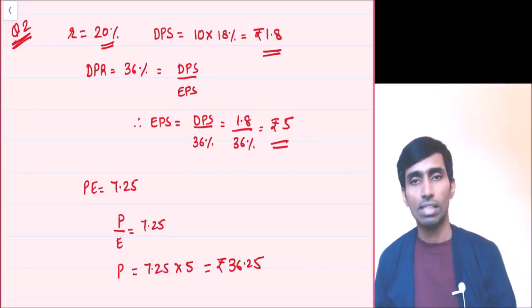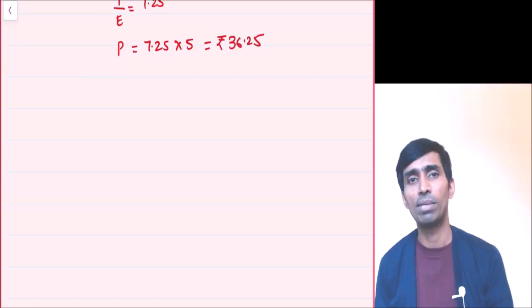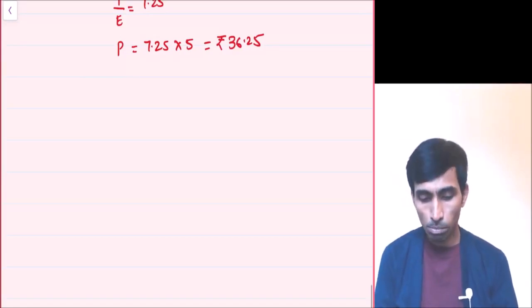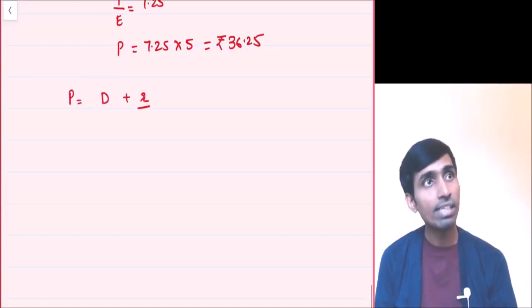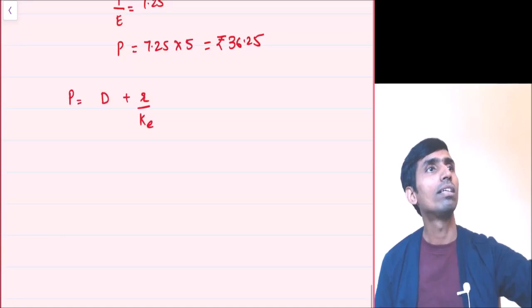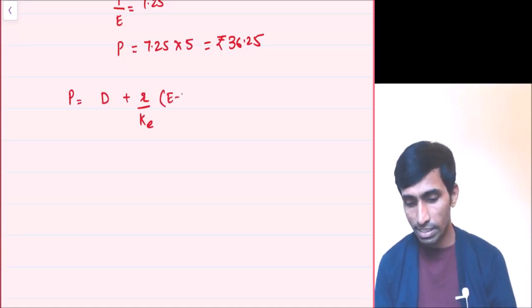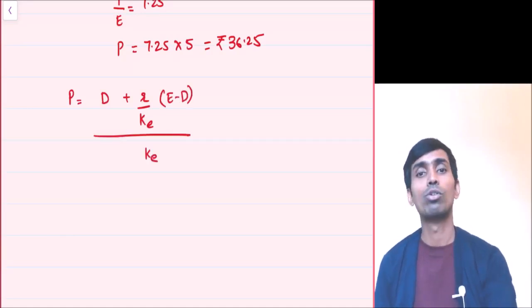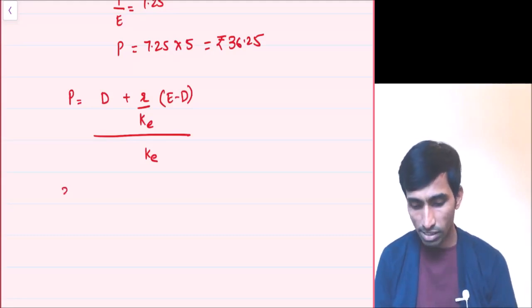Let's go ahead. Now all the things are done. I have to find K, remember. So I'll apply my price formula of the Walter's model. So P is equals to D plus R upon K, into E minus D, the whole divided by K. So this time I don't know the K. Price is how much?